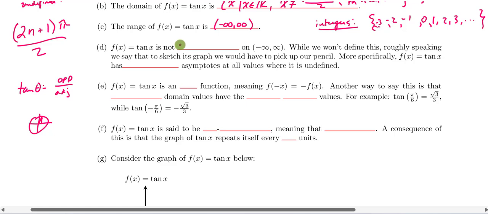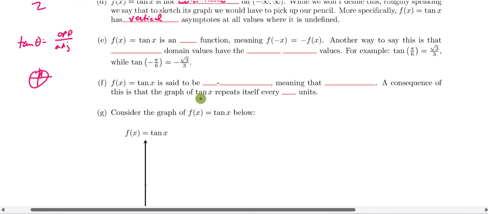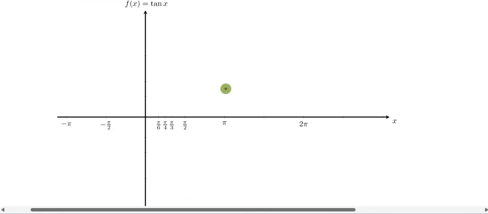Next thing I want to say about tangent is that the tangent function is not continuous on the entire real number line. We're not going to define what that means in this class just yet, and we'll give an overview later on. But roughly speaking, we can say that we are not able to graph tangent of x without picking up our pencil. And more specifically, we'll say that the graph of tangent of x has vertical asymptotes everywhere it's undefined.